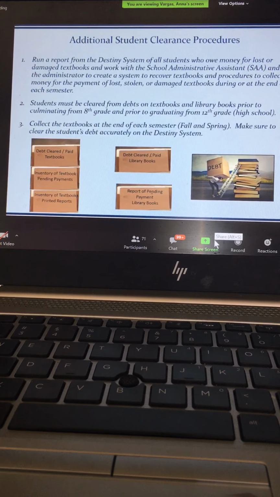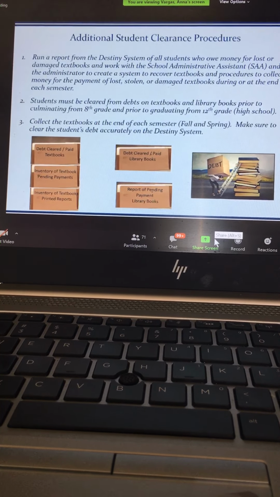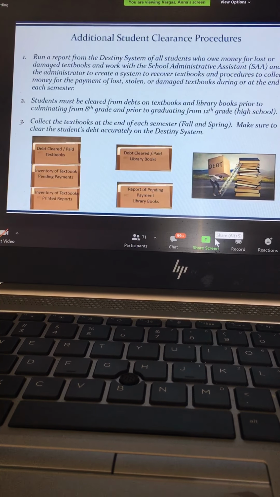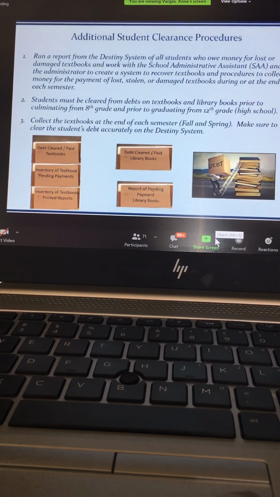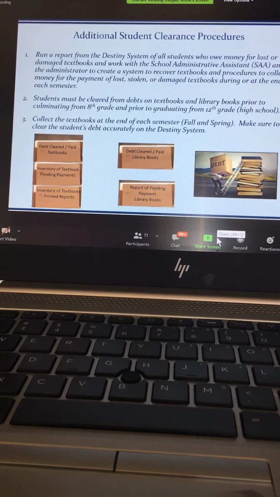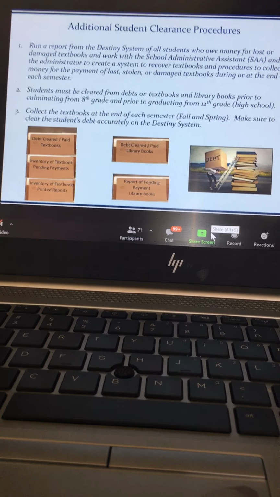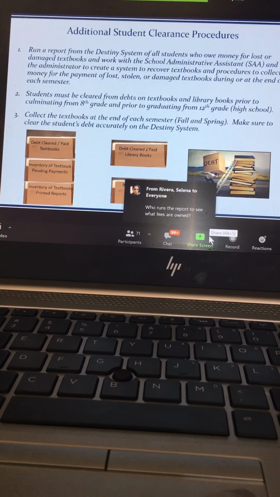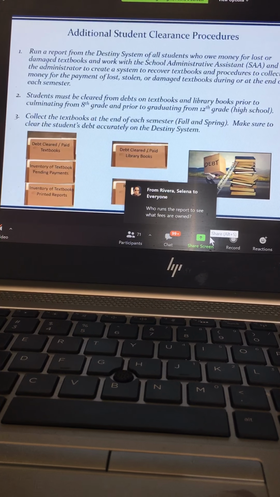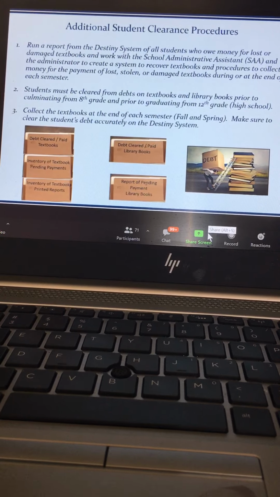Also, at the end of the semester, hopefully we collected all the textbooks for the students who culminated from middle school, and hopefully we cleared their debt in the Destiny system accurately. And hopefully we collected the textbooks for the 12th graders as well and cleared their debts in Destiny, so that way the poor students don't have to pay any debts for lost library books or textbooks because we didn't accurately clear their debts in the system.